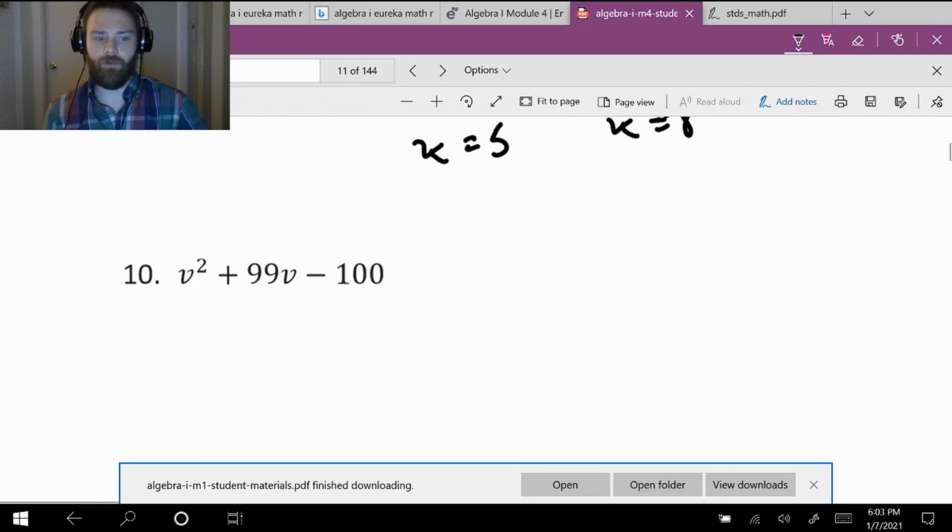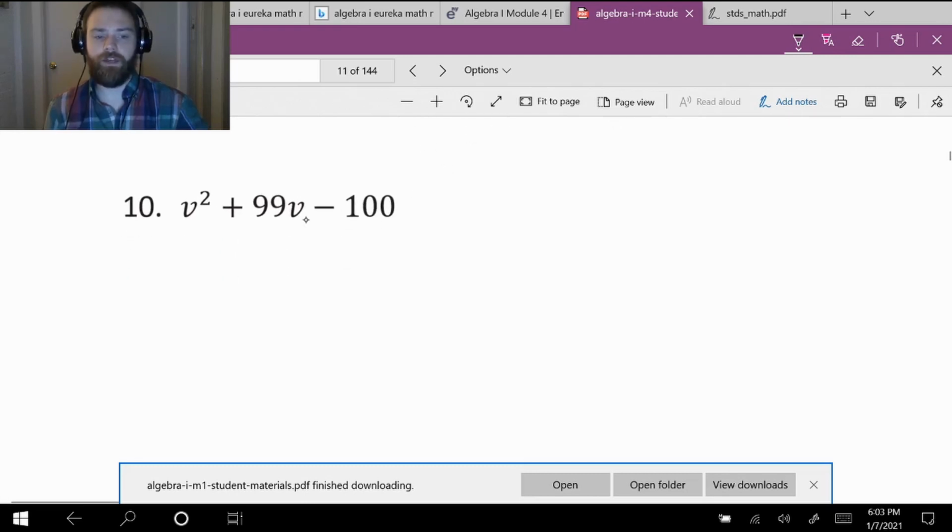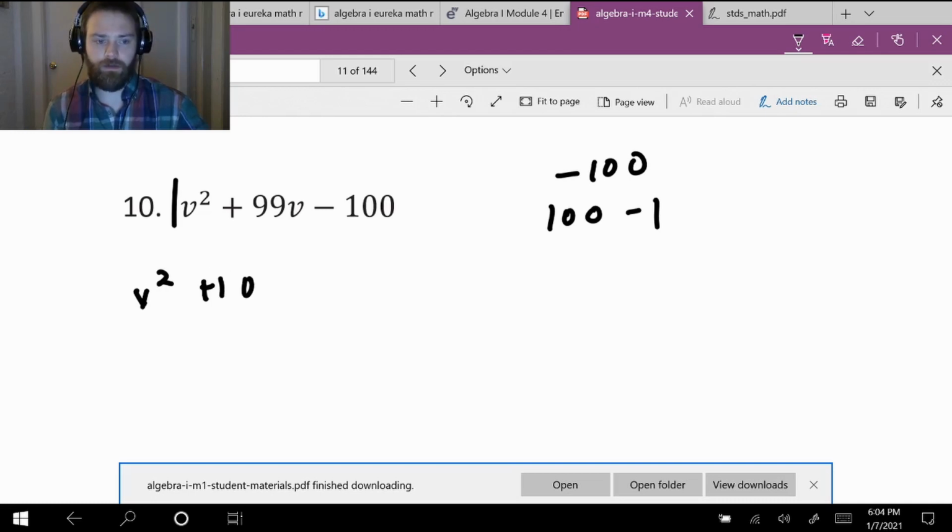And then we get this fun one. And if you think about it, this is actually cueing us, right? One factor is negative, one factor is positive. My a term is 1. So if I factor negative 100, start this one out, right? I can do, okay, 100 and negative 1. And that's it. That's the factors. So if I can split 99v into 100v and negative v, I can factor this guy.